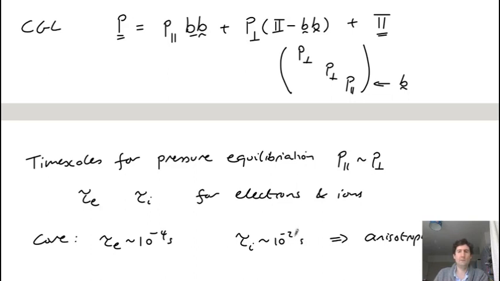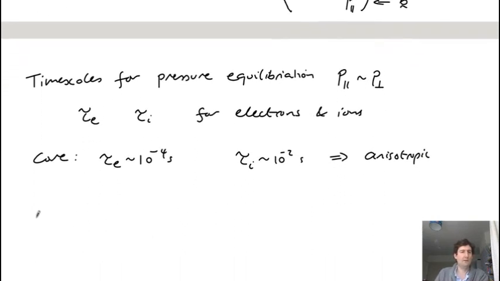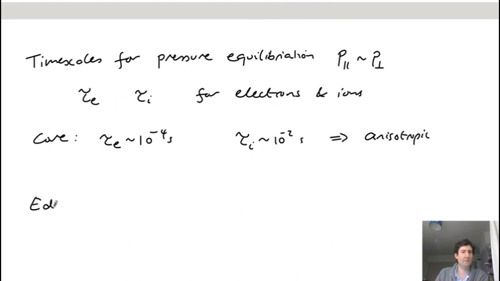So in the core of the plasma, the timescales are quite long for this pressure to equilibrate, and so in general we can't assume isotropic pressure. In the edge of the plasma, it's a little bit better, but we still have the tau e maybe 10 to the minus 6 seconds or so.